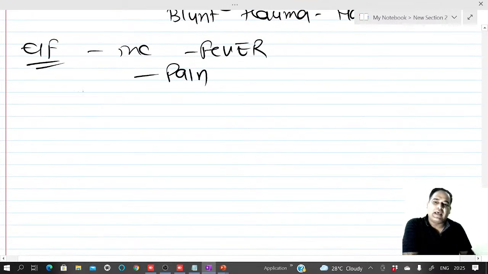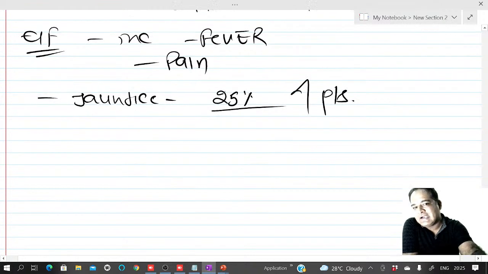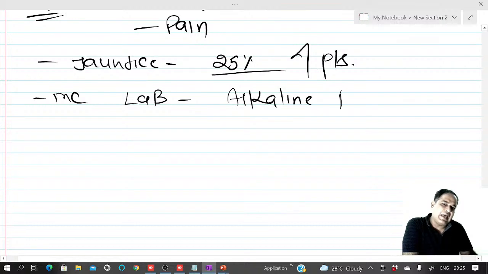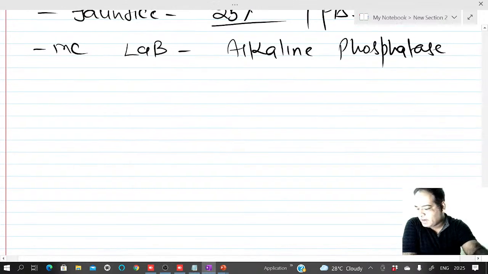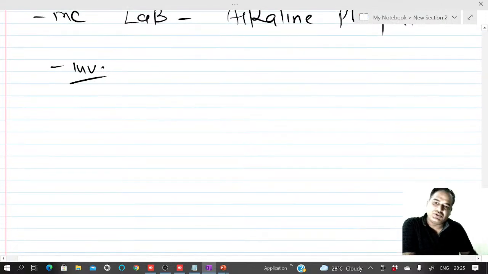Apart from that, your patient has pain. Now, this thing you must keep in mind: jaundice will be present in at least 25% of the patients. So the most common abnormal lab investigation is elevated alkaline phosphatase levels. Fine. Investigation: the first investigation and the investigation of choice is ultrasound.